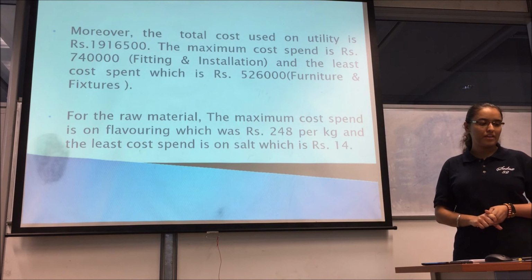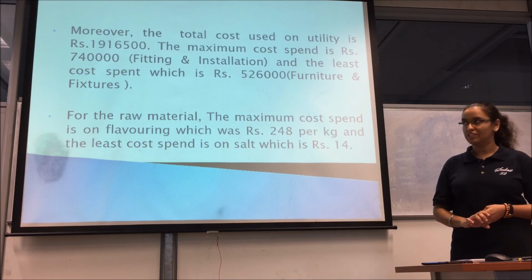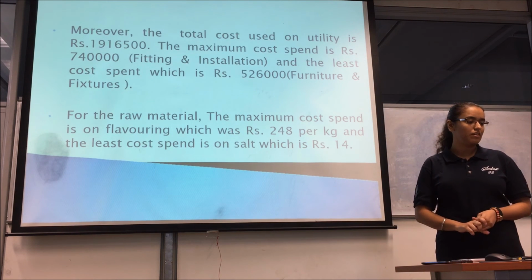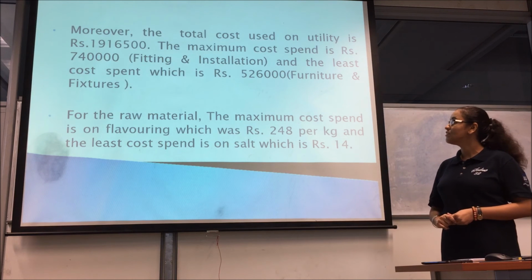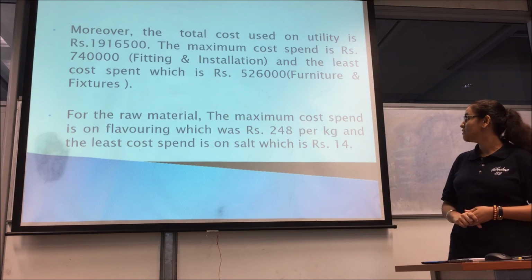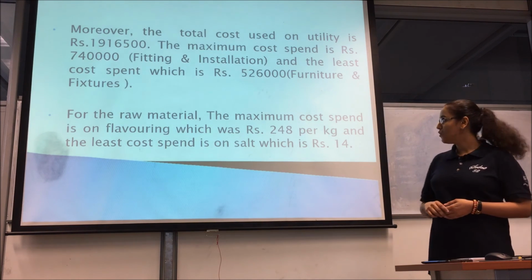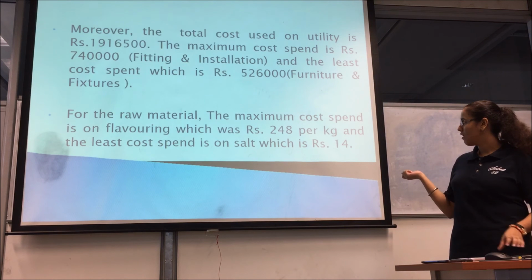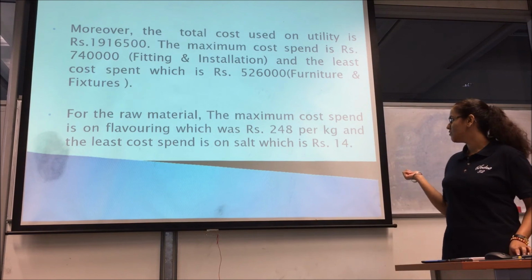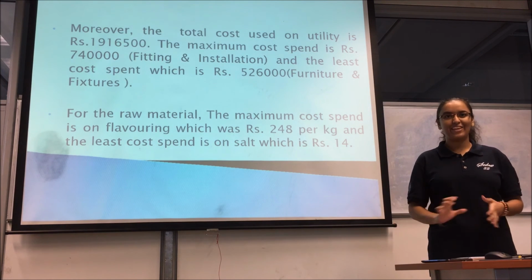1,916,500 rupees, where the maximum cost used is on fitting and installation, which is 740,000 rupees, and the least cost spent is on furniture and fixtures, which is 526,000 rupees. For the raw materials, the maximum cost spent is on the flavoring, which is 248 rupees per kg, and the least cost spent is on the salt, which is 14 rupees per kg. That is all from me. Thank you.